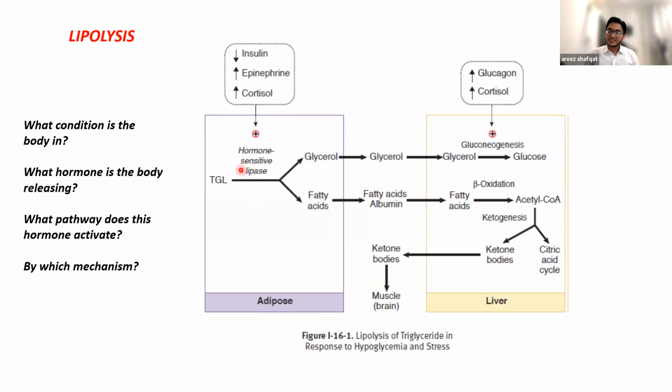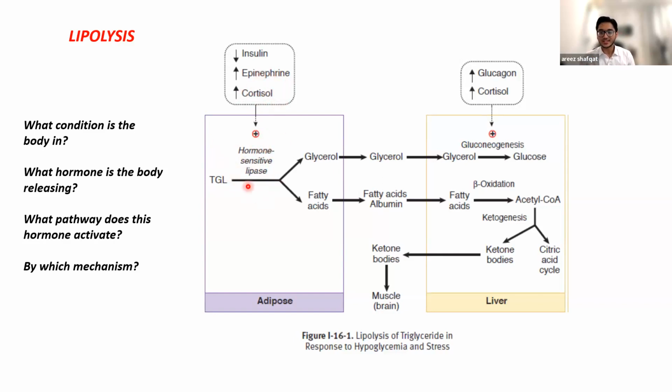Now, this is triglyceride breakdown, fatty acid breakdown, okay? Lipolysis. What condition must the body be in for you to break down adipose tissue? You must be starving, right? So which hormones should be active? Glucagon, cortisol, and epinephrine. Epinephrine and cortisol activate an enzyme called hormone-sensitive lipase.